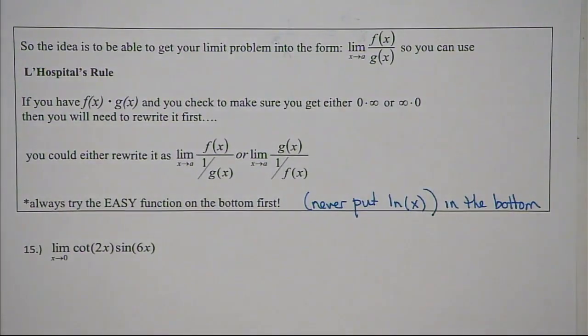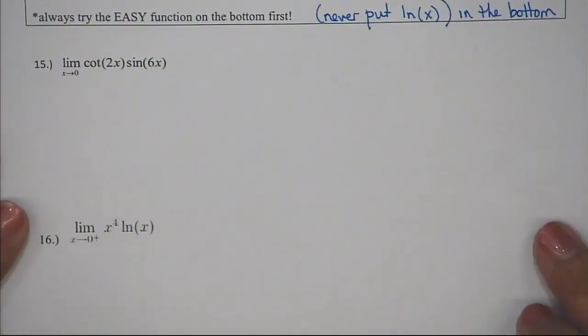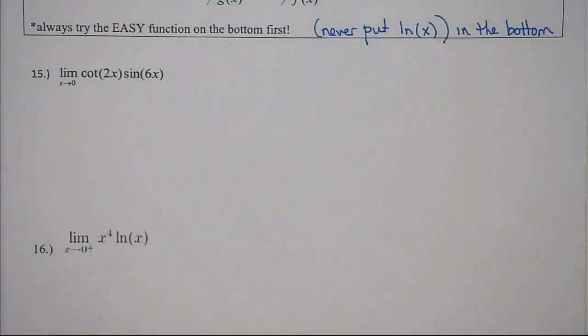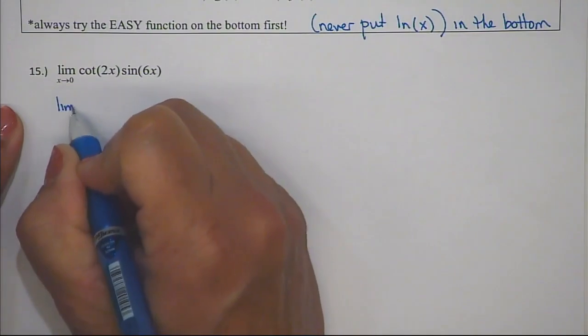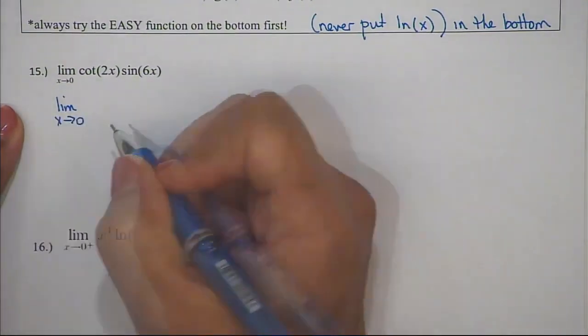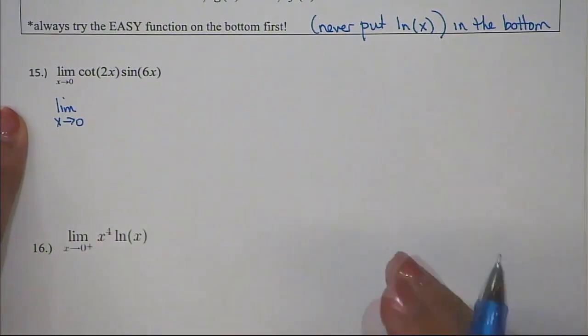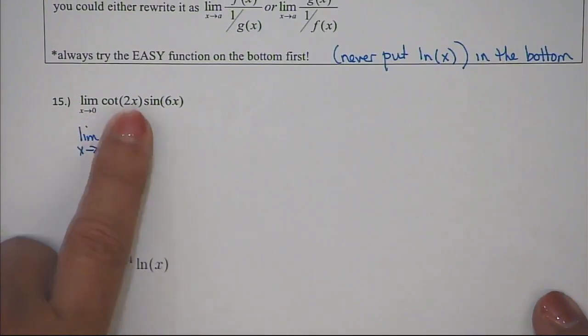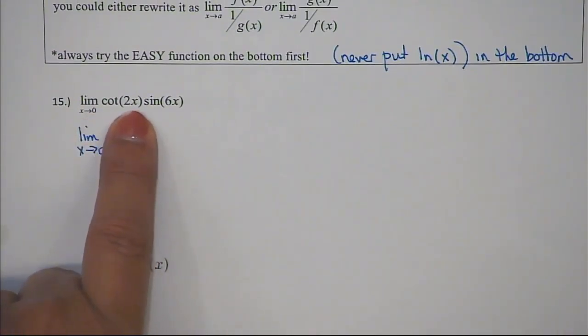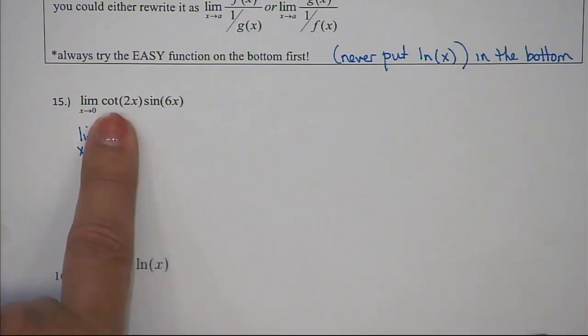All right, so let's go to number 15. Neither of these are easy, although some of you might say sine is easier, but I'm actually going to put the cotangent in the bottom because cotangent has a reciprocal, so we're going to use that one. Okay, so what I'm going to do is start off by rewriting this as the limit as x goes to 0. Oh, and I didn't check first, so let me check. Okay. All right, so plugging in 0. So I got to make sure I get 0 times infinity, or infinity times 0.